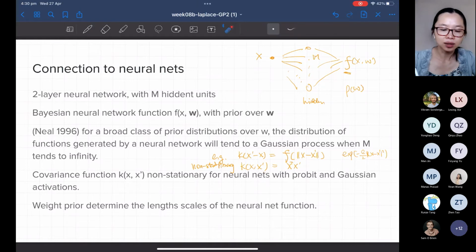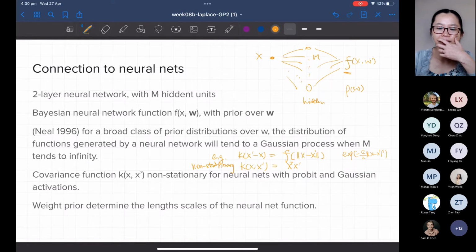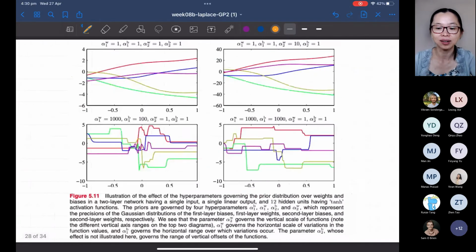And the last comment is, what does the weight prior have to do with the resulting Gaussian process, in ways that we know how to think about Gaussian processes? The weight prior determines the length scales of the neural net function, or Gaussian process in the limit. Here are some examples, pulled out of chapter 5, the neural network chapter of Bishop.